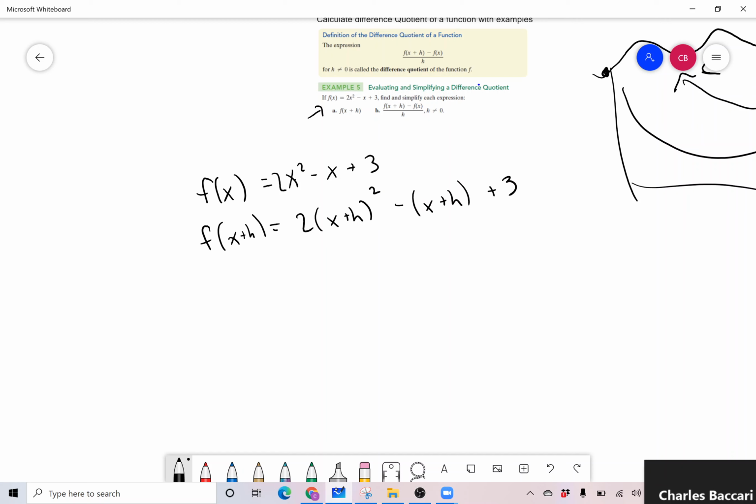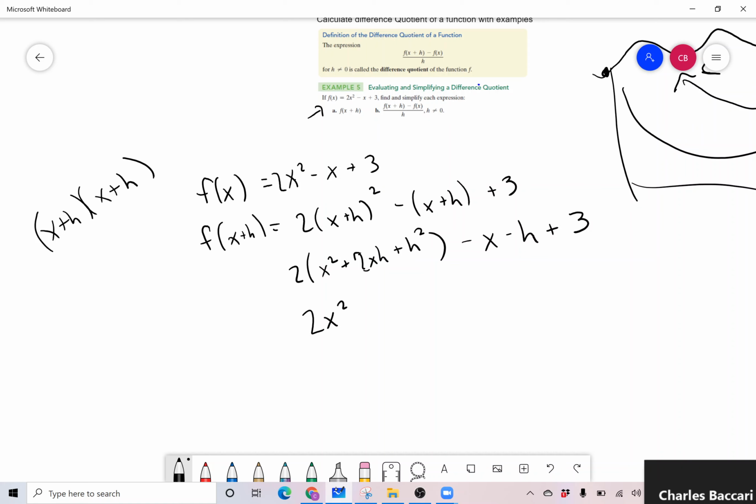And so if I go ahead and FOIL this, I have 2 times x squared plus 2xh plus h squared. By the way, that's x plus h times x plus h. If you're not sure, just FOIL that out and you'll get this. And then I have minus x minus h plus 3. And so this is 2x squared plus 4xh plus 2h squared minus x minus h plus 3. Does anything combine? Doesn't look like it. So this is our answer for this.